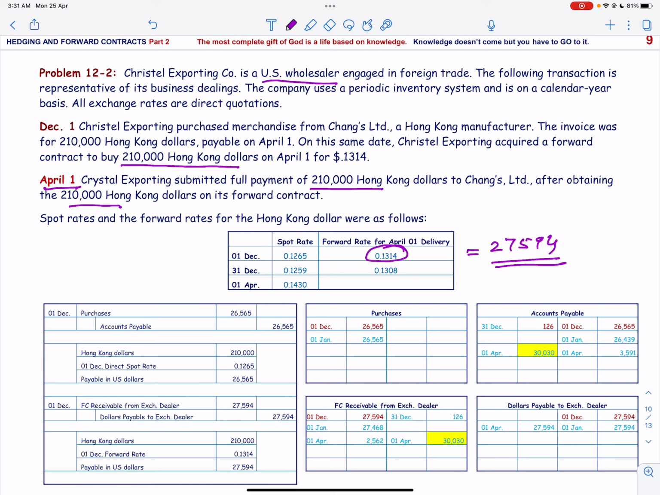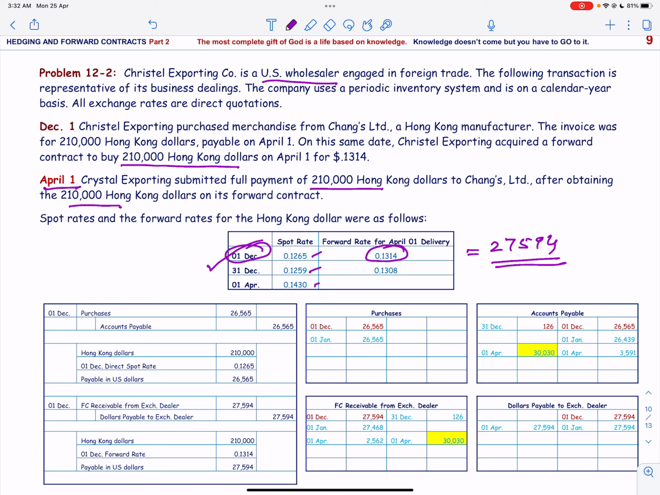So the spot rate on December 1 is 0.1265. On 31st December we have the spot rate, and on 1st April we have the spot rate. So the spot rate and the forward rates for the Hong Kong dollars are given in this table. Just keep in mind that Crystal purchased the forward contract on December 1. So there are two transactions on December 1. First, the transaction for the purchase, and second, the transaction for the hedge.